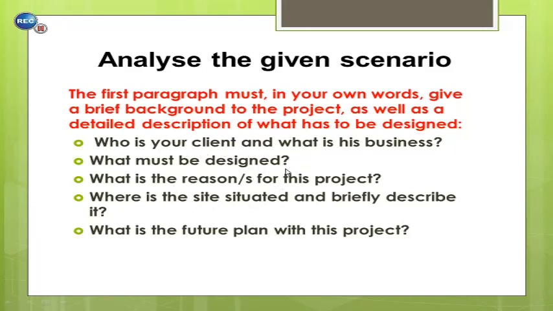Who is the client and what is his business? So you will find that specific information in the first 2 paragraphs of your instruction manual. We just read the lengthy paragraph. What must be designed? You need to elaborate what is the reason or reasons for this project, where is the site situated, and briefly describe it. What is the future plan of this project? Pay careful attention to the first two paragraphs as I've mentioned, and I want to go to that and show you where you might find some of these answers.